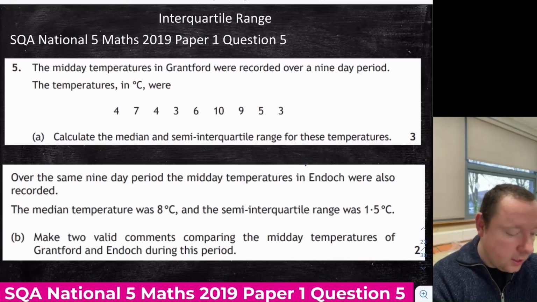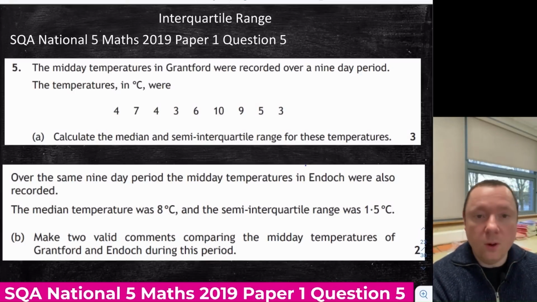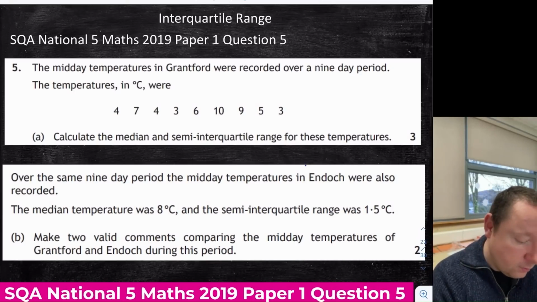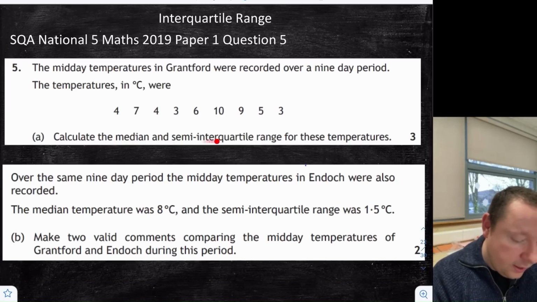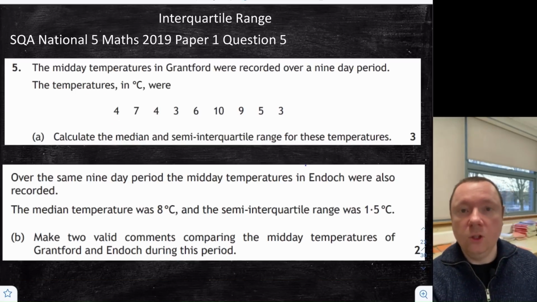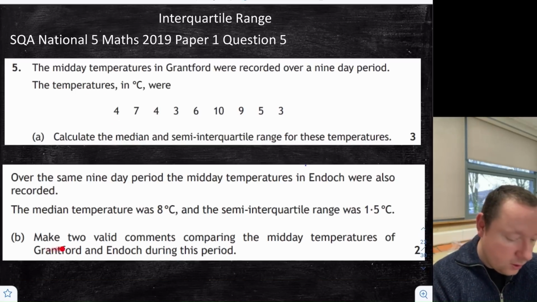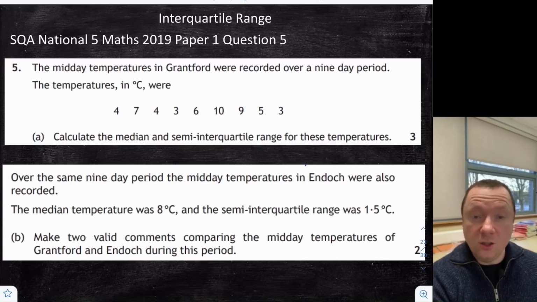Interquartile range question, this time at SQA National 5 Maths 2019 paper 1 question 5. It says the midday temperatures in Grantford were recorded over a 9-day period and they were here. Calculate the median and semi-interquartile range. So this one we do have to calculate the median, and then we'll have to make 2 comments about that, which we'll get into when we get there.